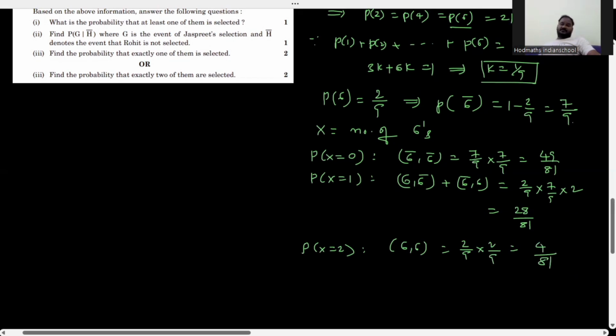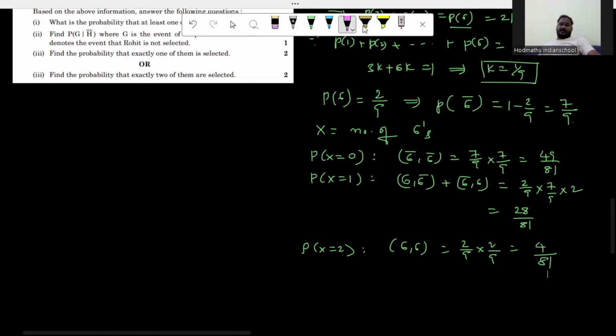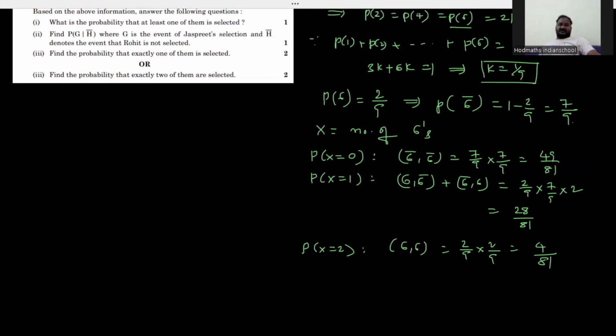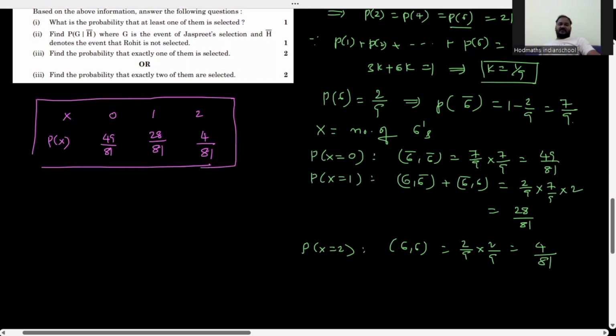Now I am going to draw the probability distribution. Now x values are either 0 sixes or 1 six or 2 sixes. And what is the probability of x? When 0 sixes comes, what is the probability? 49 out of 81. 1 six comes, 28 out of 81. 2 sixes come, 4 divided by 81. So this is the probability distribution table with the random variable x.